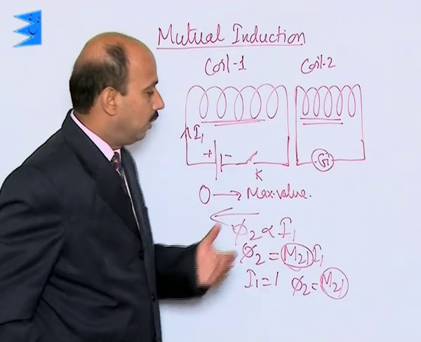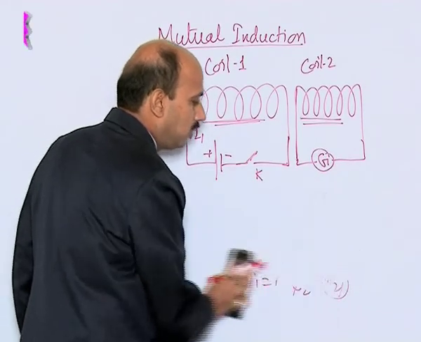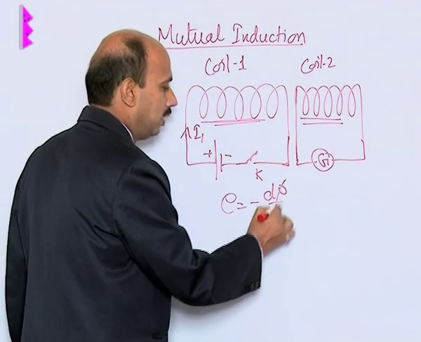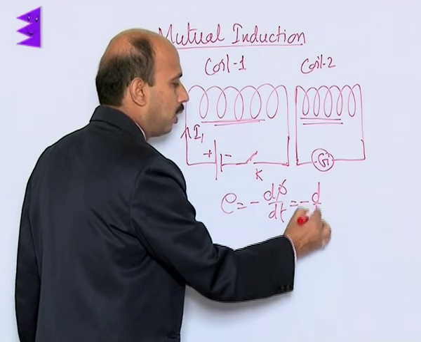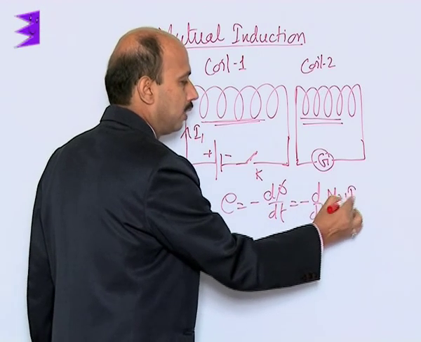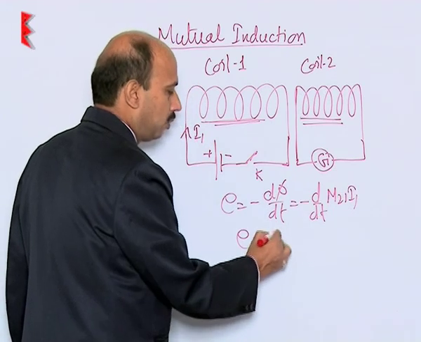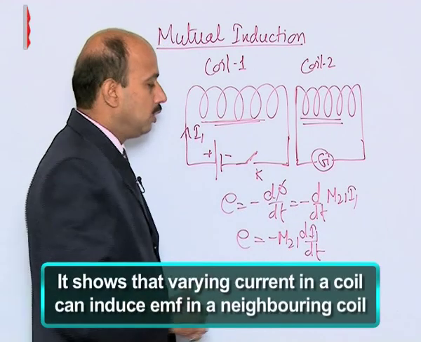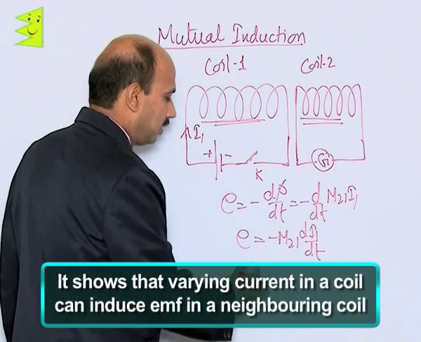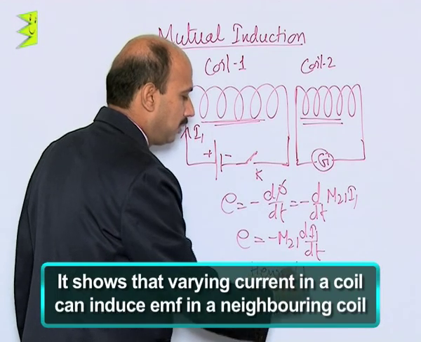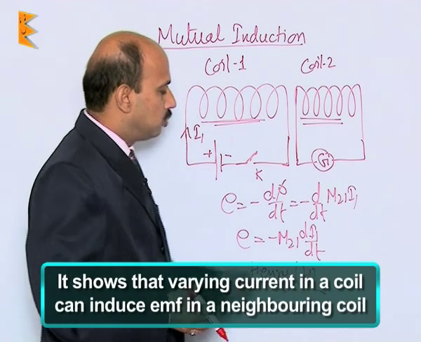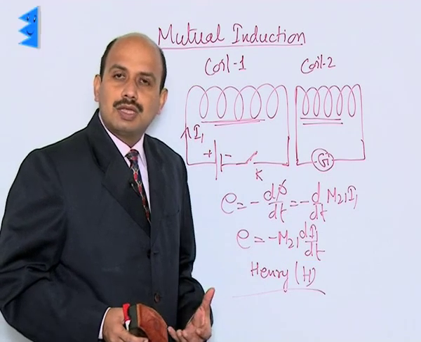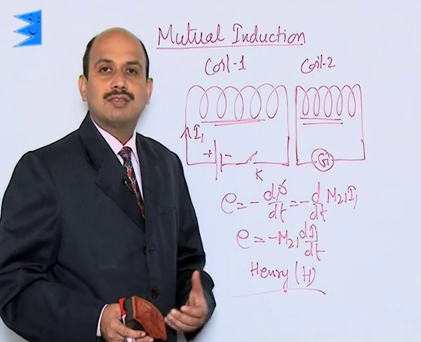Now, we can also calculate the induced EMF. Induced EMF can be calculated: E is equal to minus d phi upon dt. So, we can write minus d upon dt of M21 I1. So, E is equal to minus M21 dI1 upon dt, and the unit of mutual inductance is Henry, represented by H. So, the unit of mutual inductance and self inductance is the same, that is Henry. Now, we will be calculating the mutual inductance of two coaxial long solenoids.